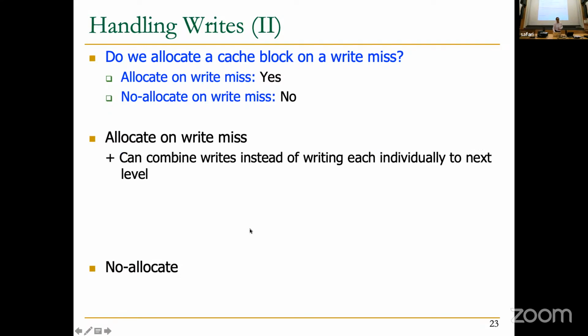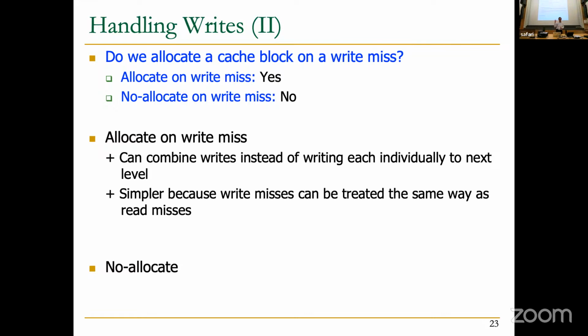Now, if you allocate on a write miss, what may happen is you write the cache block into the cache, and then you may have many updates to that cache block. Right? So if that happens, this is good. You can combine the writes basically instead of writing individually to the next level, right? If you allocate. So that's the upside, right? Combining, again, very similar to the previous one.